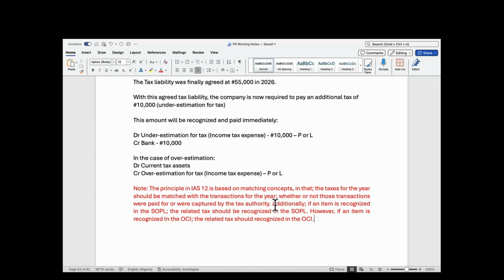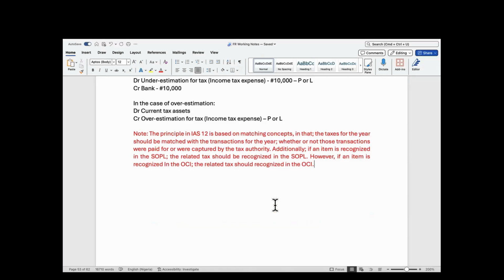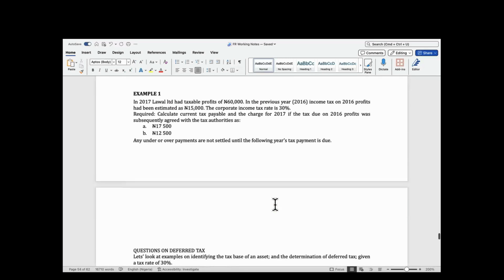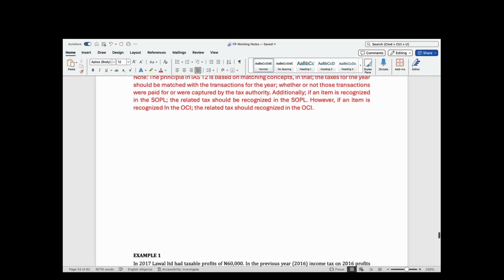But this is the idea of IAS 12. It's based on the matching concept. Okay. So that is all for current taxes. So let's solve some questions. Oh, let me explain deferred tax so I know that I'm done with my explanation. Let me just explain deferred tax as well. Then we can solve questions.